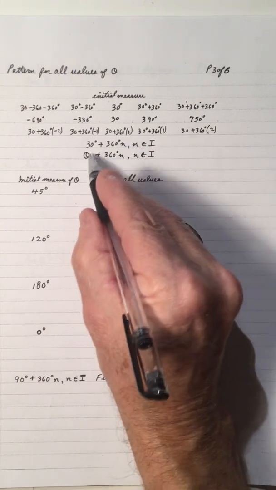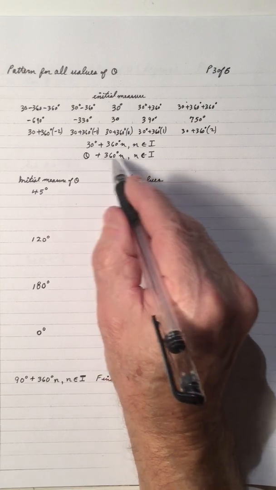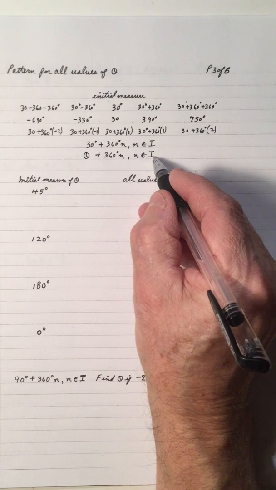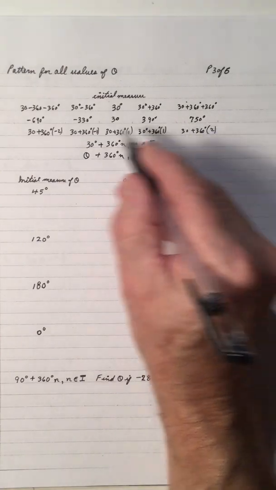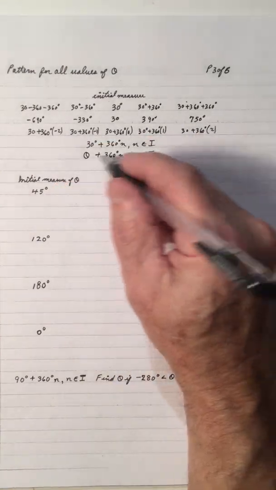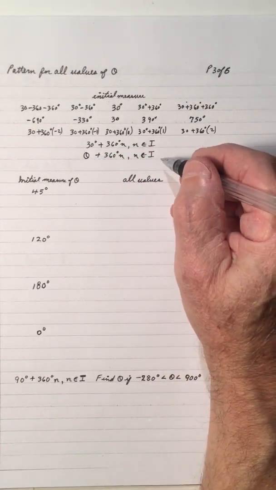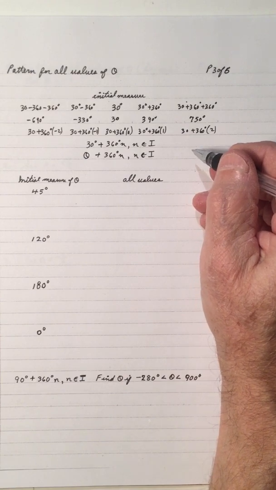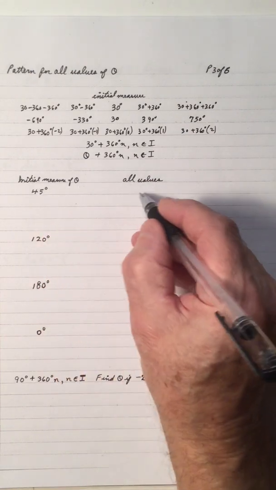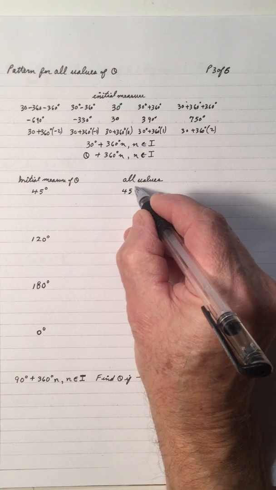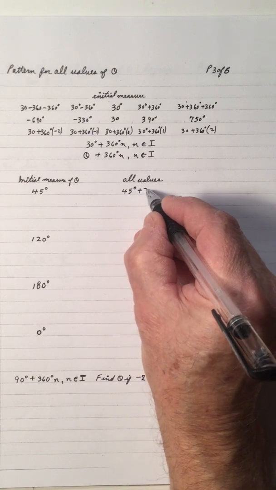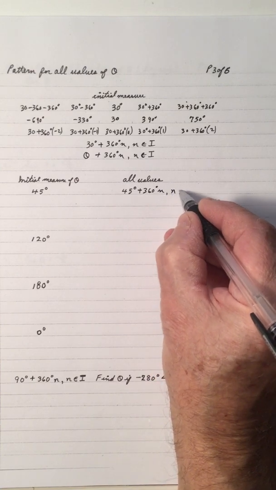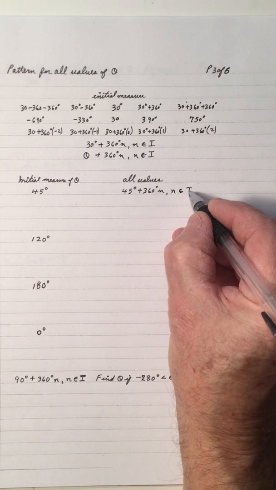So for any angle theta, if you add on 360n, where n belongs to the integers, notice the integers are 0, 1, 2, negative 1, negative 2, etc., you will get all the values on your cos or sine graph from the initial. So that's the pattern. If the initial measure is 45, then all values are 45 plus 360, which is the period, times n, where n belongs to the integers.